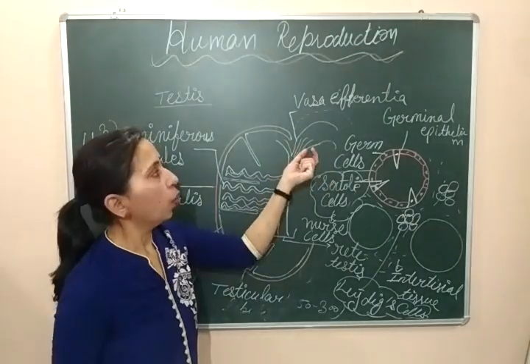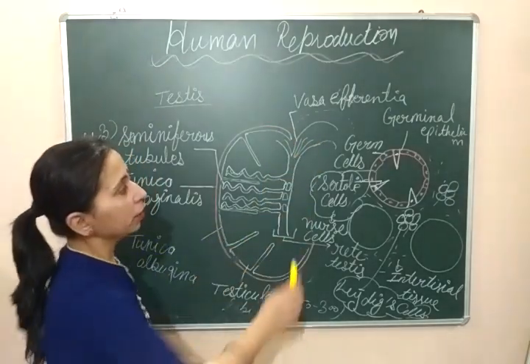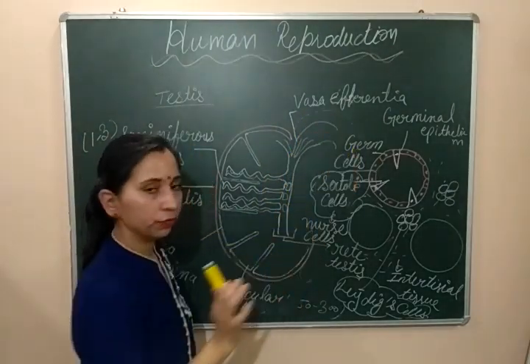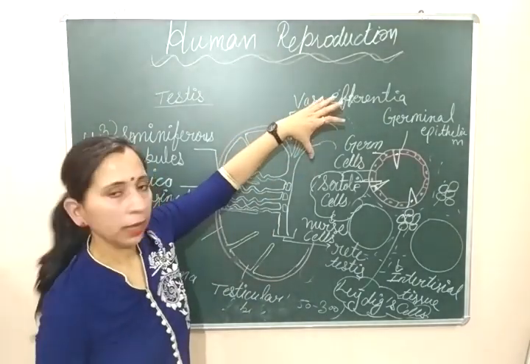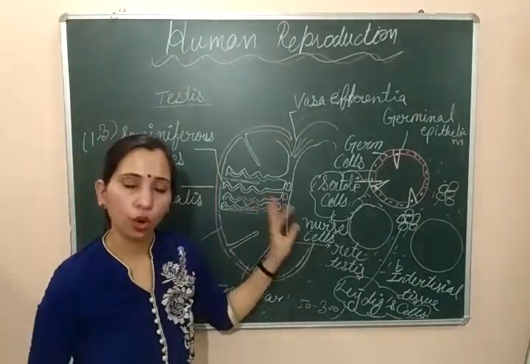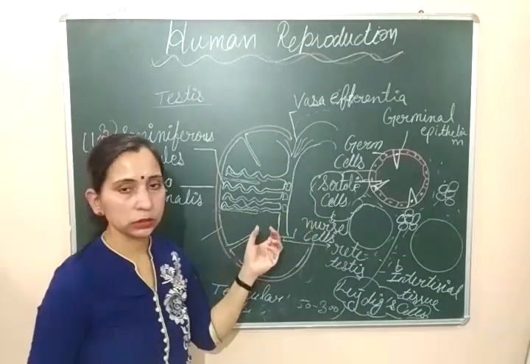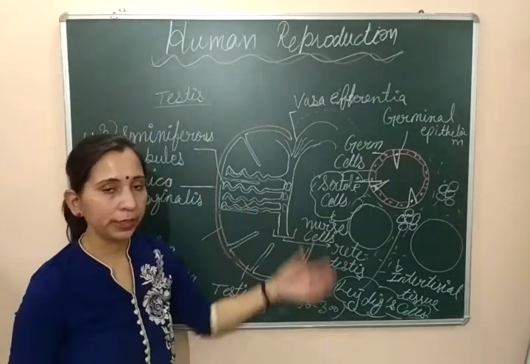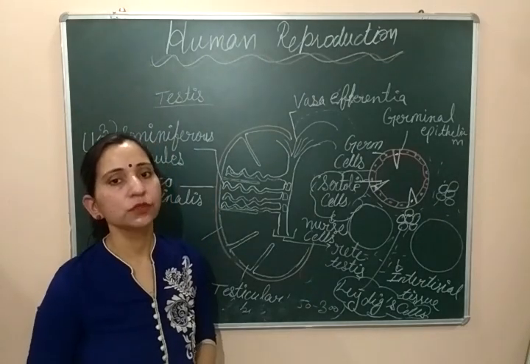transferred through the vasa efferentia. Vasa efferentia will carry these sperms and then transfer them to the epididymis, which is the next part of the reproductive system. So here we discussed the internal structure of the testis. Now in the next video we will learn more about the male reproductive system, how it is arranged, and what the different parts of the male reproductive system are.